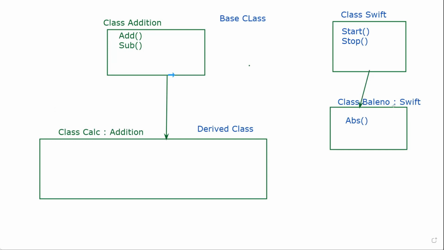So this is the symbol for inheritance. Now, Swift is the parent class. We'll also call it base class, parent class, or super class. The derived class is also called child class or subclass. So this is how we'll do the inheritance. Now let's see some examples of inheritance.